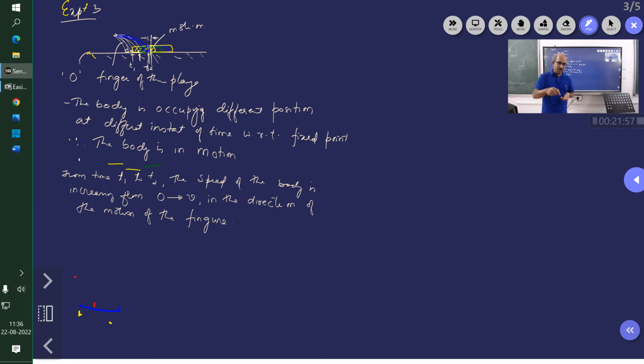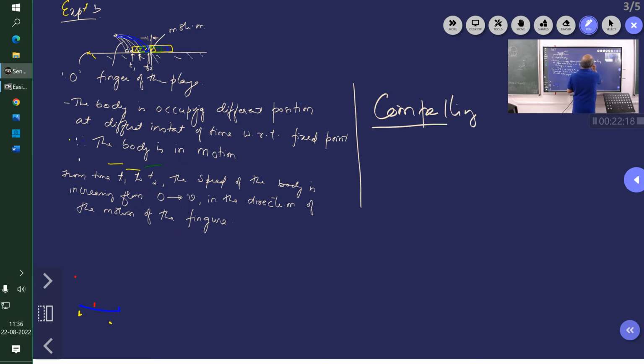Now the striker speed is increasing in the direction of the finger because the finger is moving. The finger is compelling the striker to move. Okay? Now here you see, students, the finger is compelling. What is meant by compelling? Compelling here, the right word is, all of you know, what is the finger doing? It is applying force.